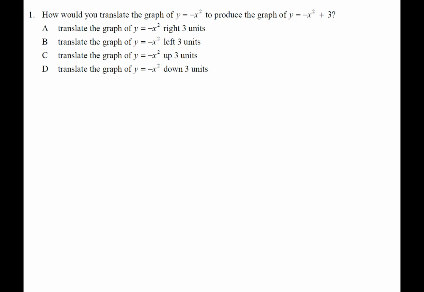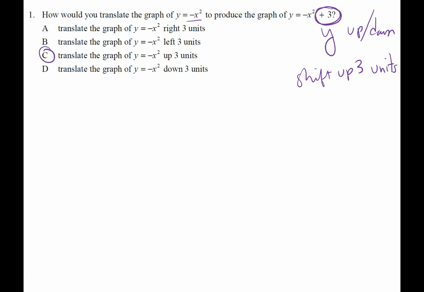We're going to start with, how would you translate a graph of y equals negative x squared to produce the graph of y equals negative x squared plus 3? The only thing we are doing is adding that 3 to the end. And this is a y movement, which means we have to either go up or down, and we don't change the sign because I'm not going in or out of parentheses. So since it's positive, it would shift up 3 units. So shifting up 3 units would be C, or translating is a fancy word for shifting.